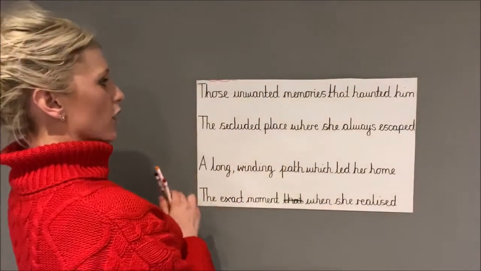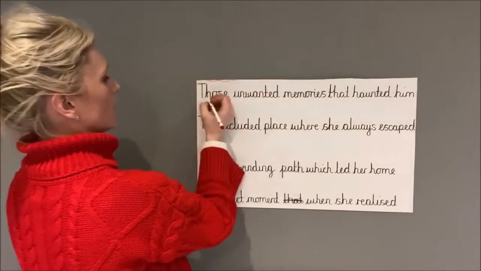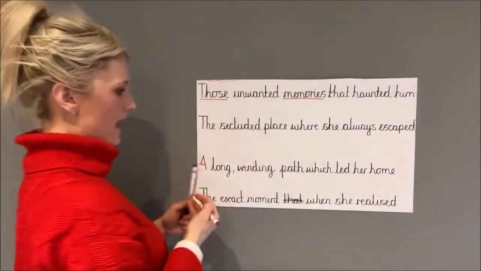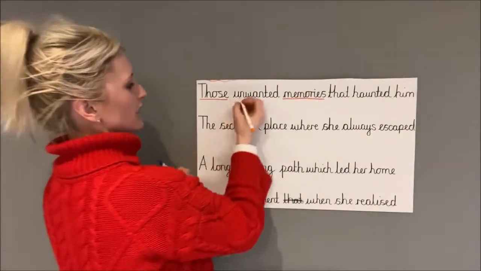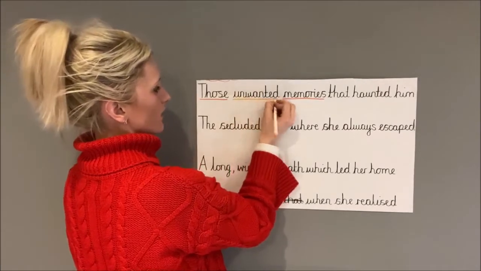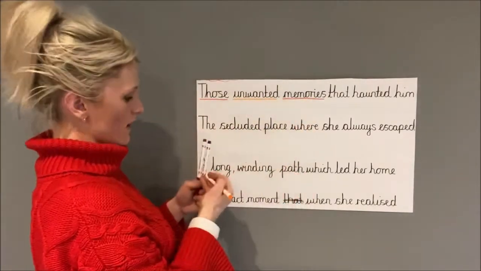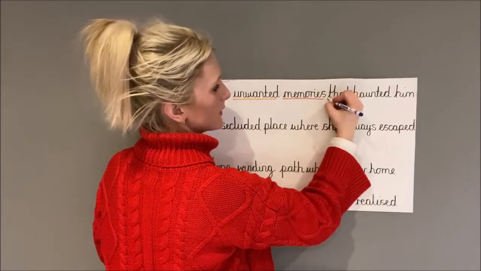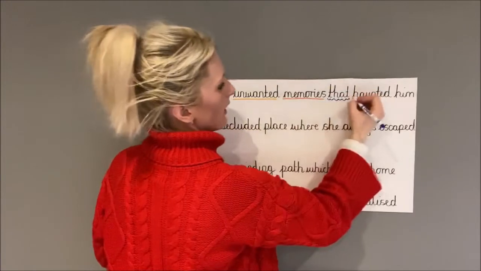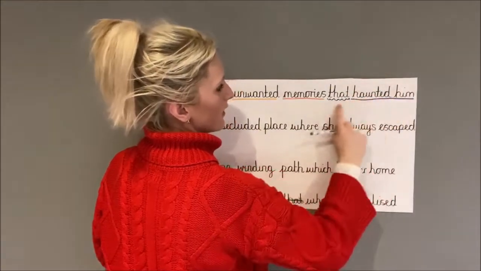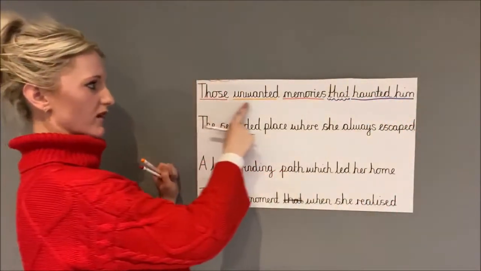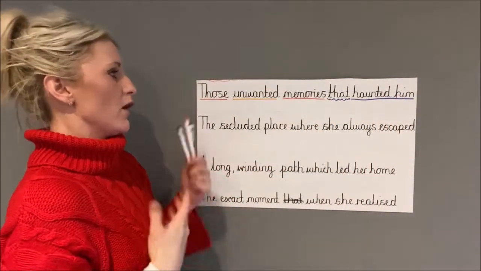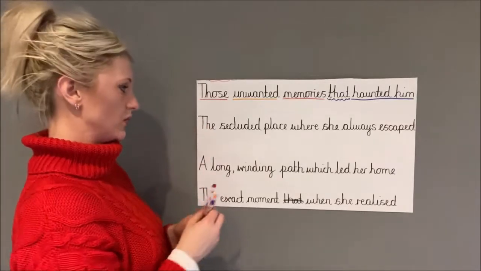So I chose the noun memories. So we can see here that I've started with a determiner. I've got my noun memories there. I can see my adjective in here, the word unwanted. So we've got those unwanted memories. And then I can see my relative clause. At the end, it starts with a relative pronoun here, the word that, and then that haunted him is our full relative clause. So those unwanted memories that haunted him. Okay, so it might be something like he couldn't escape those unwanted memories that haunted him.